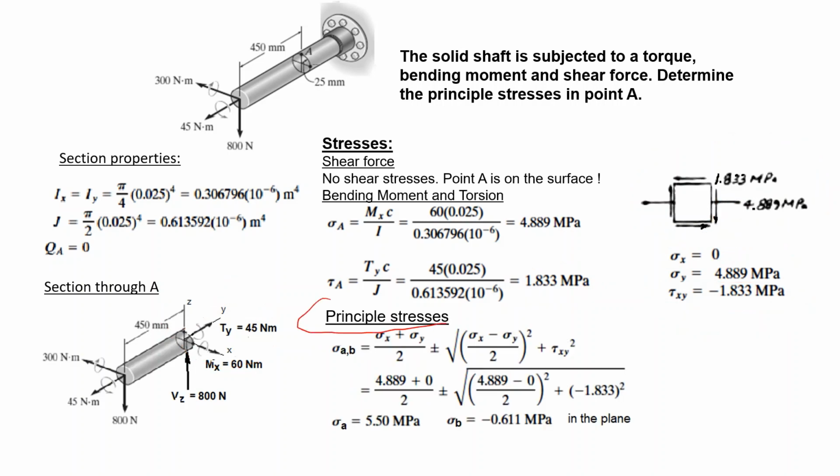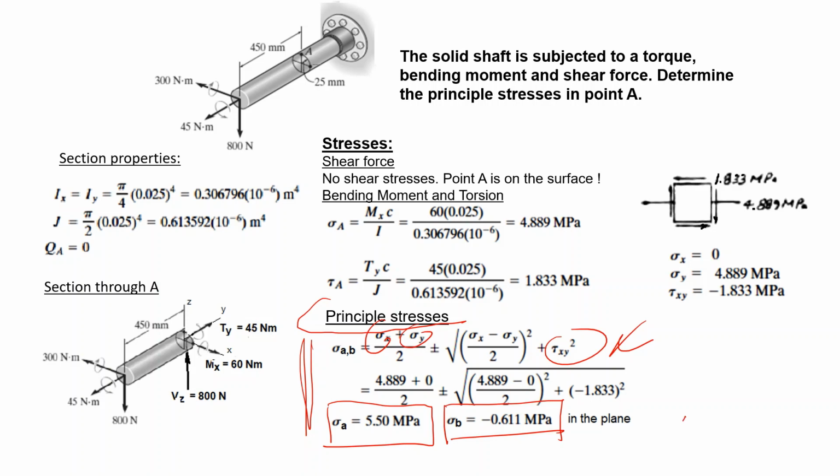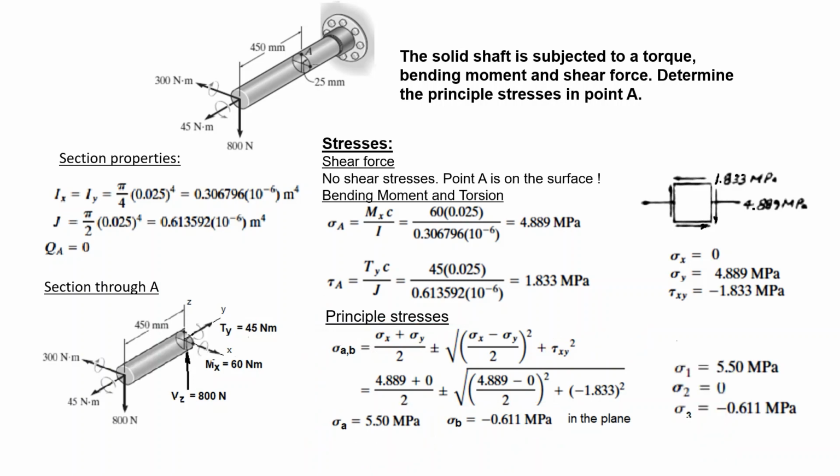If you want to calculate the principal stresses, you can use the formula with sigma x, sigma y, and tau xy, put in the numerical values, and in the plane your principal stresses are 5.5 and minus 0.611. These are in the plane of this section. The other stress, perpendicular to the plane, is 0. If you want to name the principal stresses with subscripts, this is the maximum, this is the minimum, and this one is sigma 2. Here you have your sigma 1, sigma 2, sigma 3 principal stresses.